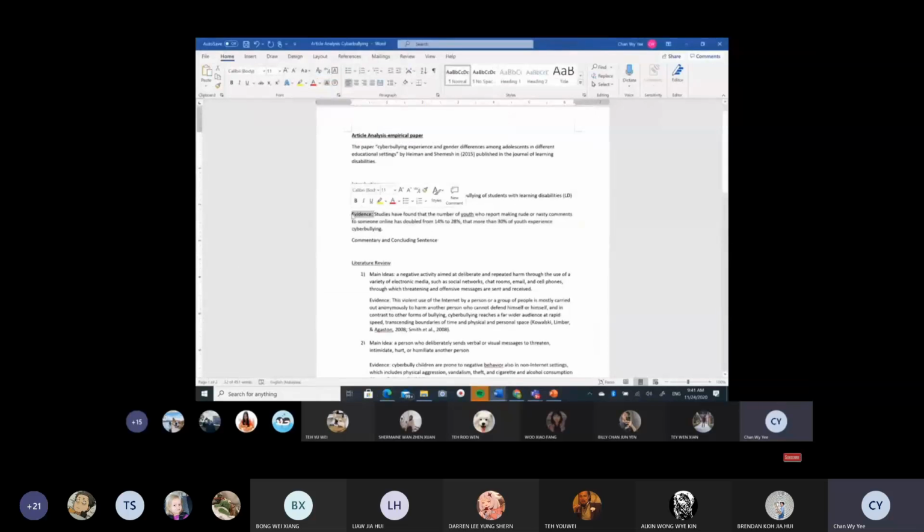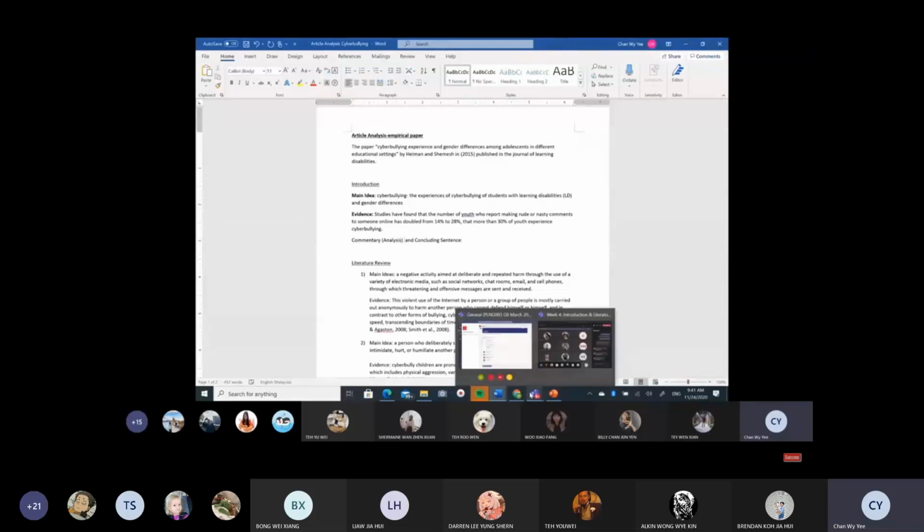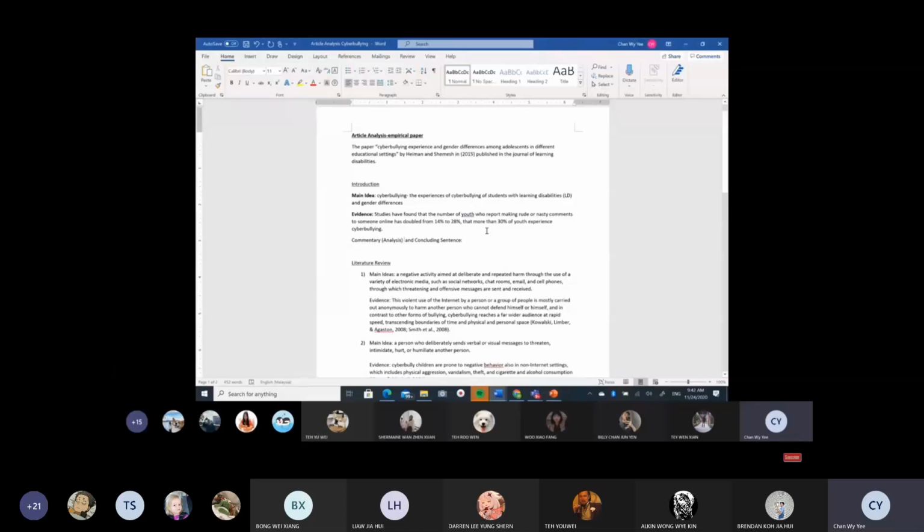Everything we say, we need evidence to support. So, main idea and then evidence to support. After that, commentary and concluding sentence. Commentary is your analysis. Remember the one I showed you just now, where the boy did the analysis? So what does this mean to you? You analyze and you have a concluding sentence. Basically, this is your own analysis. I didn't write anything here because this is for you to write. So, main idea and evidence.